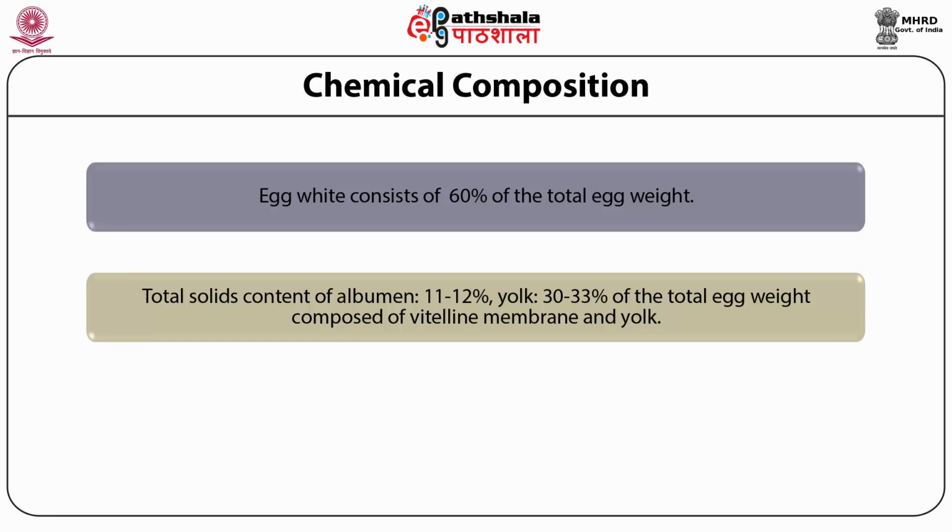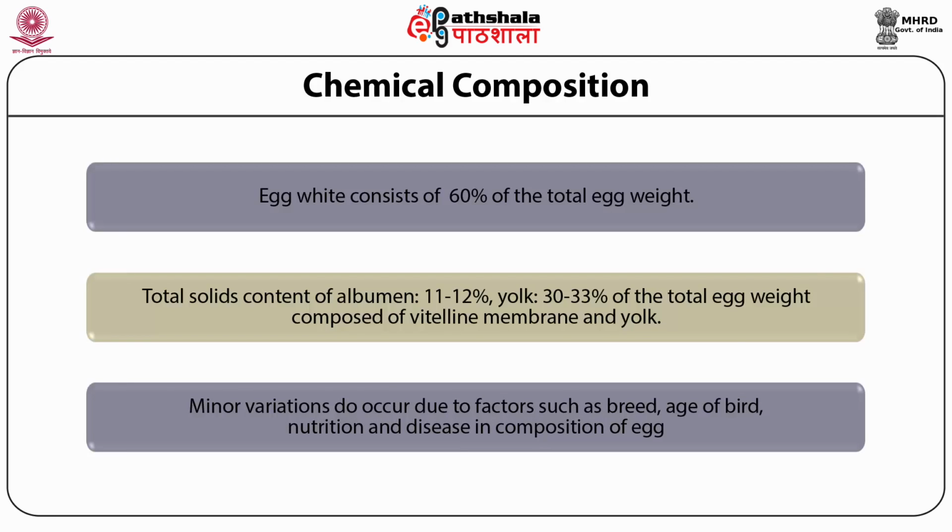Shell is 9 to 12% of the total egg weight, and largely consists of calcium carbonate 94%, magnesium carbonate 1%, calcium phosphate 1%, and organic matter 4%. On the weight basis, the egg consists of around 11% shell, 58% albumen, and 31% yolk. These minor variations occur due to factors such as breed, age of bird, nutrition, and maybe some disease in the egg.